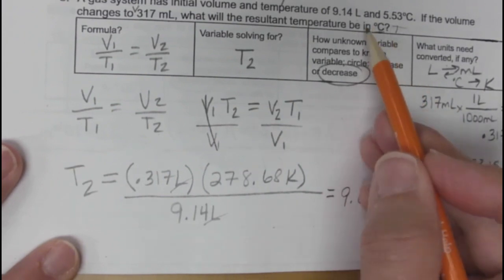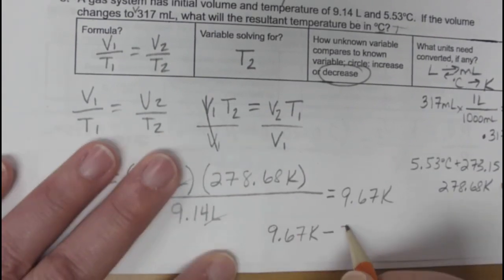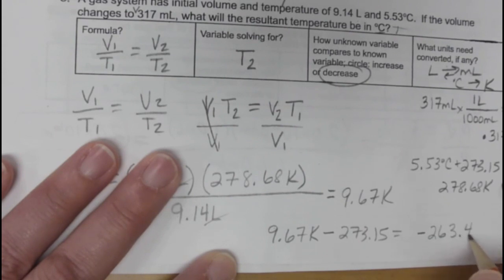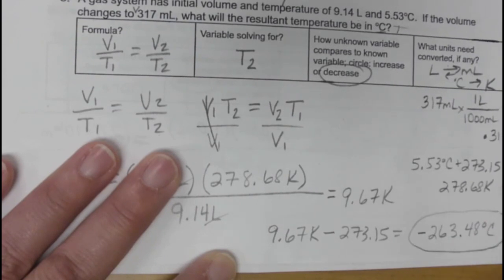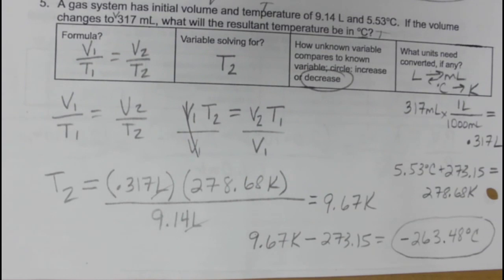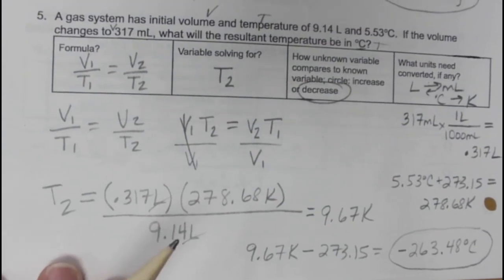But they asked for it in Celsius. So now we have to do one extra step. 9.67 Kelvin minus 273.15. And we get negative 263.48 degrees C. So that's our final answer here. We predicted the temperature was going to go down, and it did. So watch this video again if you need to help you with some of these so you can solve a few more problems.